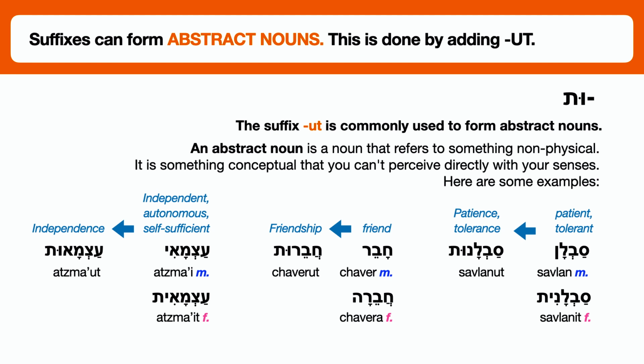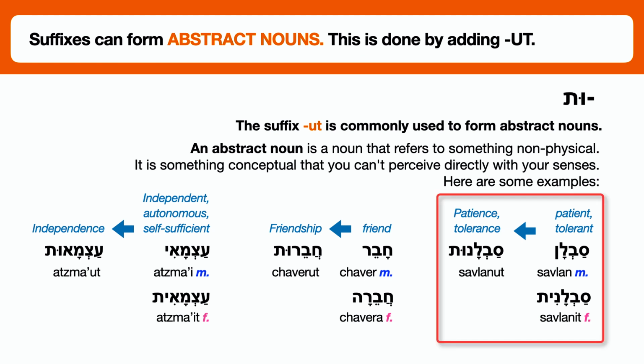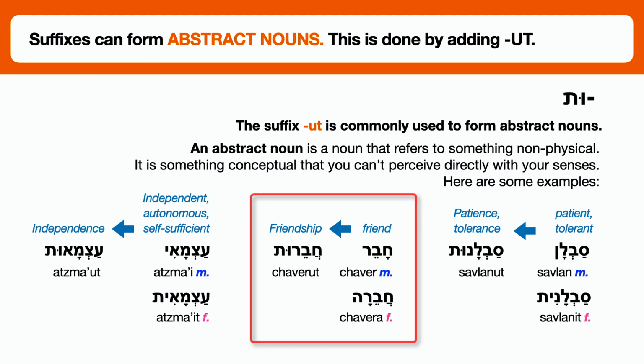So patient is savlan if it's a male, and savlanit if it's a female. And to say patience, we add the suffix ut. Savlanut is patience. Another example is friend. A male friend is chaver, and a female friend is chavera. And to say friendship, we add the suffix ut.